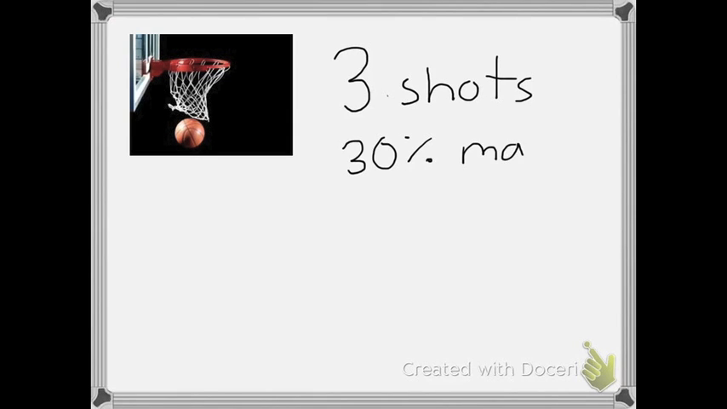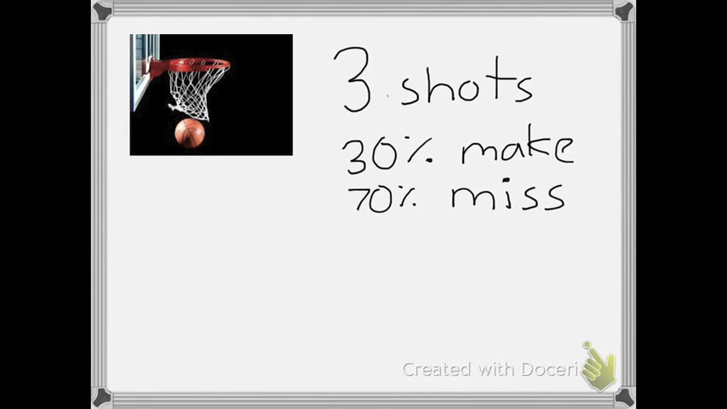For this example, we'll be looking at a basketball game at a carnival. At this game, you get to take 3 shots at the basketball hoop. The hoop is so small that you can only make 30% of the shots you take. And if you make 30%, that means you're going to miss 70%, since 30 plus 70 is 100, and all percentages are out of 100%.